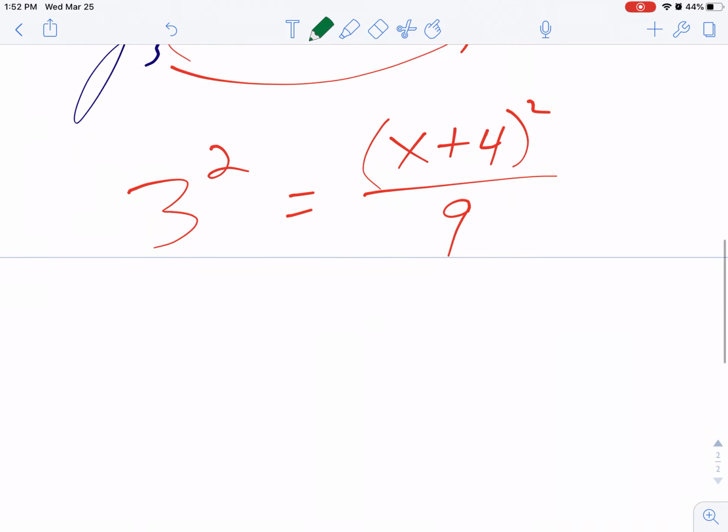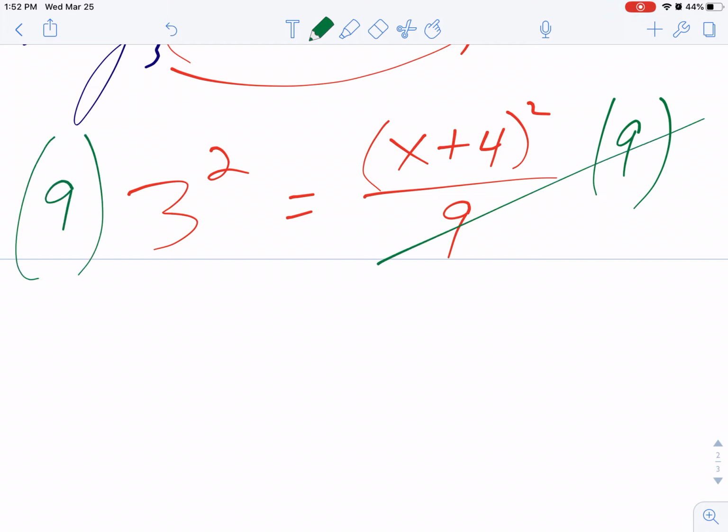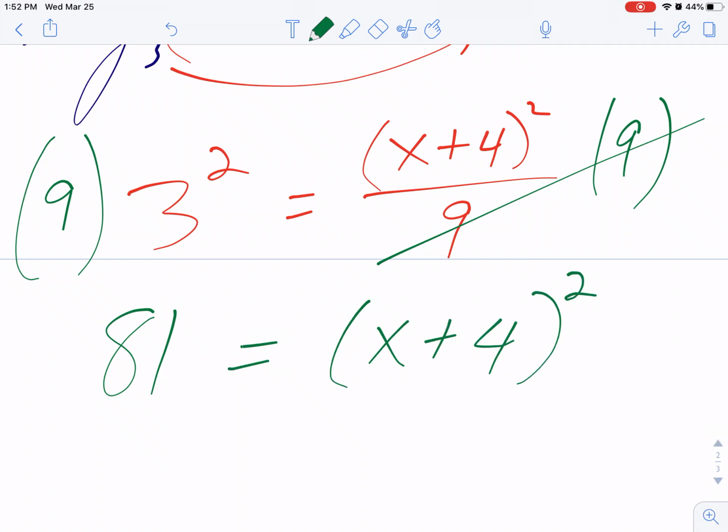It's a much better looking equation now. So we're just a couple, maybe 3 steps away from being done with this one. We're going to multiply both sides by 9. Those 9s cancel off. Get 81 on the left, and (x plus 4) squared on the right.